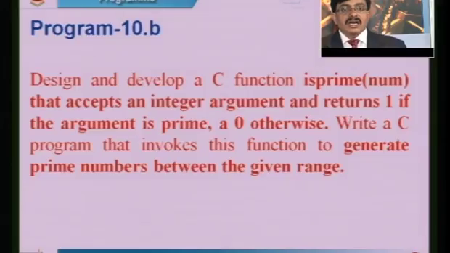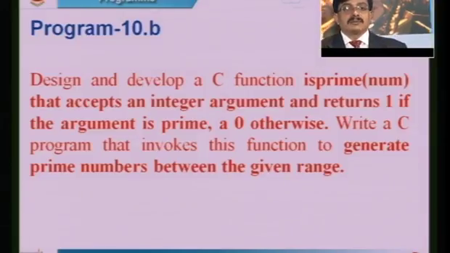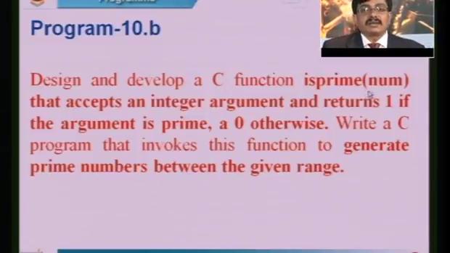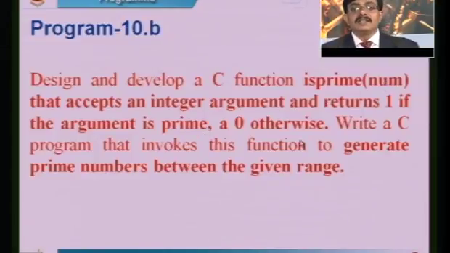Now we look into the next program, program number 10b. So here, design and develop a C function is prime. isprime is the name of the function. It is taking a number as a parameter, that accepts an integer argument, the parameter num, which is of type integer, and returns 1 if the argument is a prime. So here if the number is a prime number, then it will return 1, otherwise it will return 0.